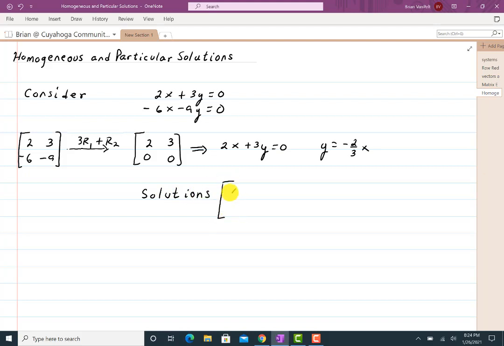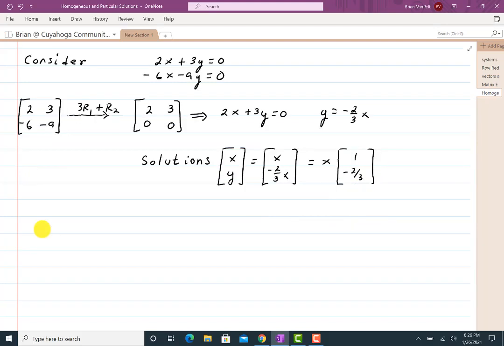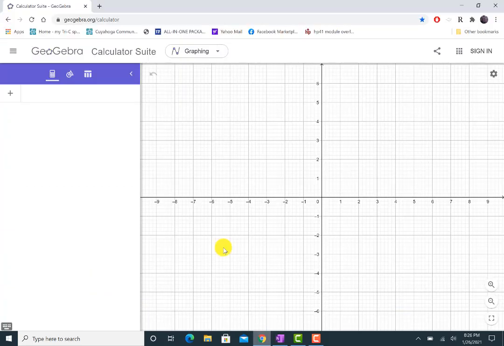All those vectors x, y, where x can be itself, but y is -2/3 x. And let me go one step further. Let me factor the x out so it's now a scalar, and what's left behind is 1, -2/3. All right, so the solutions look like this. What I want to do is graph these things. I'm going to pop over to GeoGebra, and let me show you here how it looks.